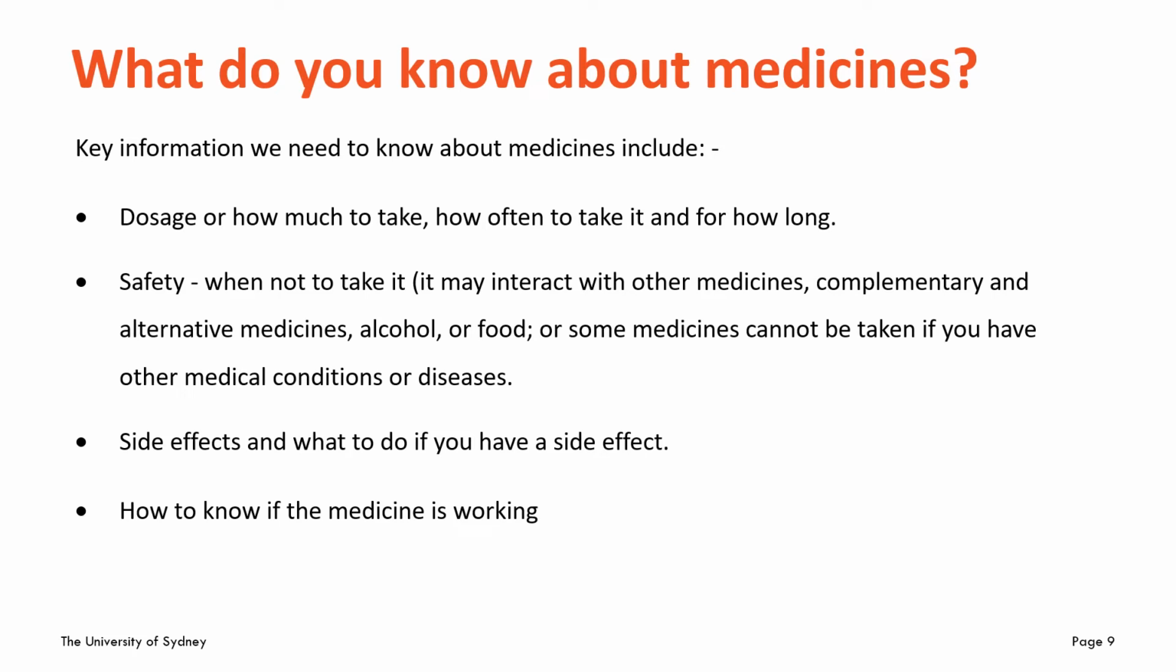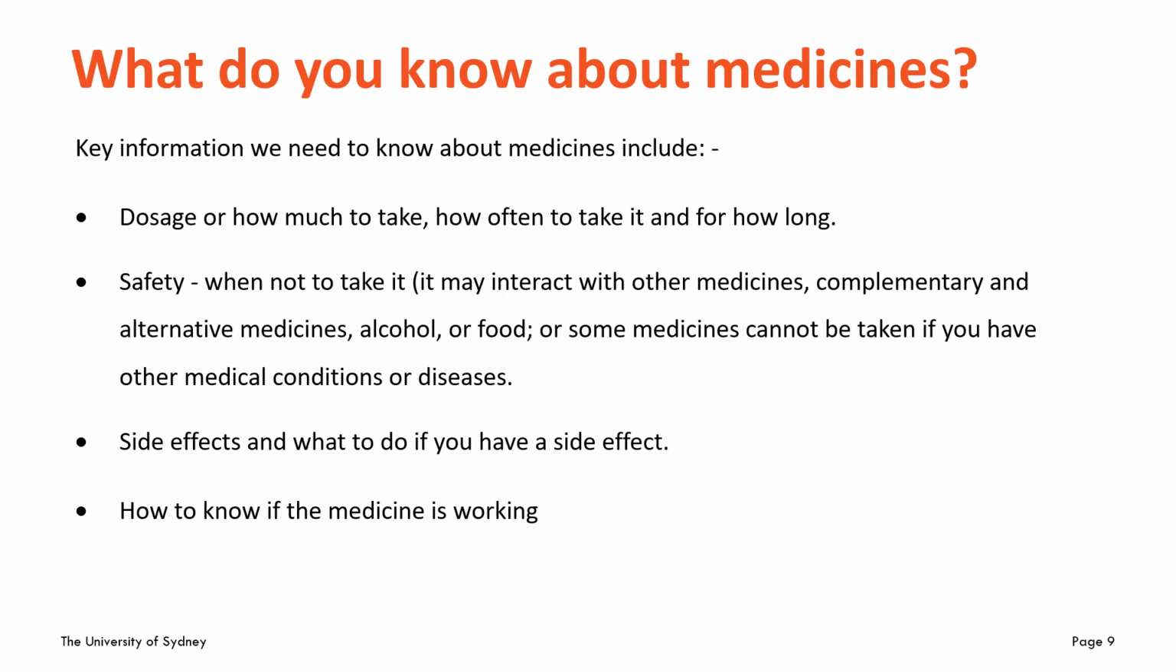So when we should not be taking a medicine because it interacts with other medicines or food, or maybe some of the complementary medicines that are bought over the counter or with alcohol. And sometimes you can't take certain medicines in certain disease conditions. So we have to know about the safety of a medicine. We also need to know about side effects. So what could happen when you're taking this medicine that is not the beneficial effect that we're looking for?